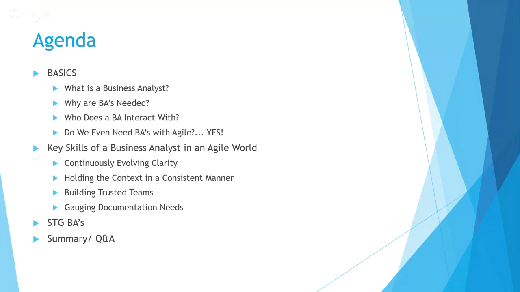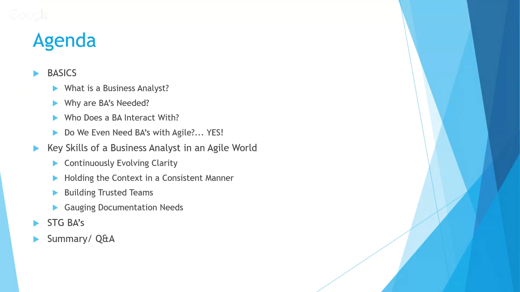So I'll talk about some basics of what a BA is and what a BA does in general. And then I'll really get into the core of the skills of an Agile BA, of a BA on Agile projects, and some key things that a BA brings to the table for Agile software development. Some of those are continuously evolving clarity, holding the context in a consistent manner, building trusted teams, engaging documentation needs. Yes, documentation is still needed for Agile.